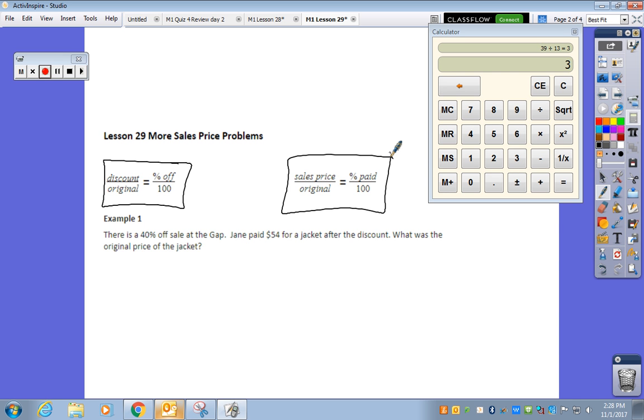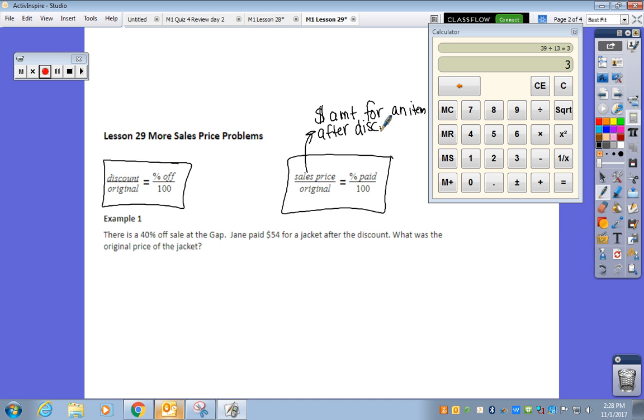So just a reminder, sales price is the dollar amount paid for an item after a discount is taken off. Okay, the percent paid is the percent you actually pay for an item. So for example, if you have an item that is 20% off, that means you're paying 80% of the cost of that item.